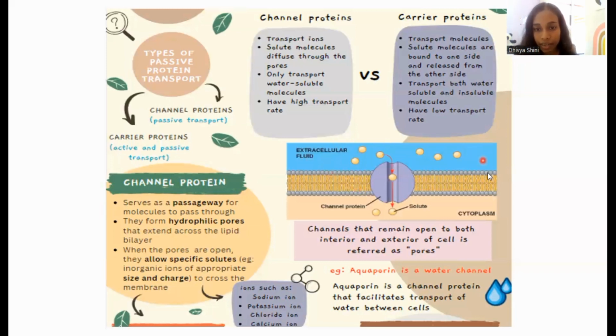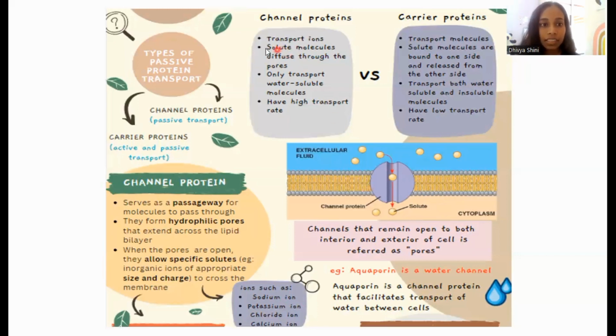So this is a diagram showing the channel protein. So this solute will go through this pore. Channels that remain open to both interior and exterior of the cell are referred to as pores. So this is the pore. But for a special case, aquaporin is a water channel. Aquaporin is a channel protein that facilitates transport of water between cells.